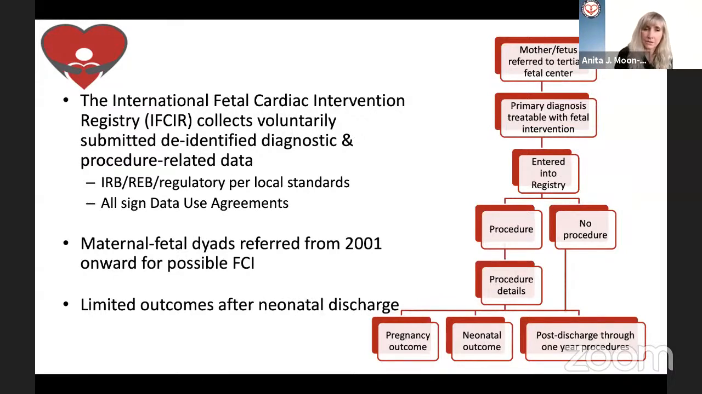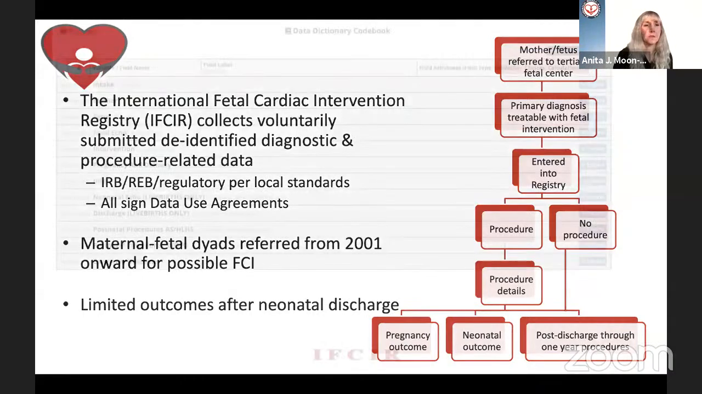All of them sign data use agreements, in this case with the University of California, San Francisco, where the data registry is housed. We ask for maternal fetal dyads referred from 2001 onward for possible fetal cardiac intervention to our fetal therapy sites. And we collect limited outcomes after neonatal discharge, but most of the granular data is about the mother, about the procedure, and about the immediate neonatal outcome and pregnancy outcome.